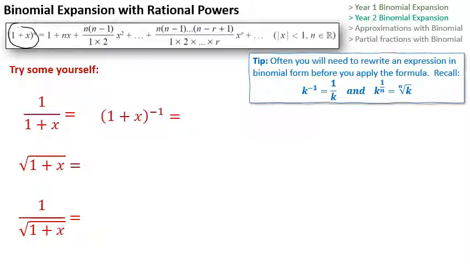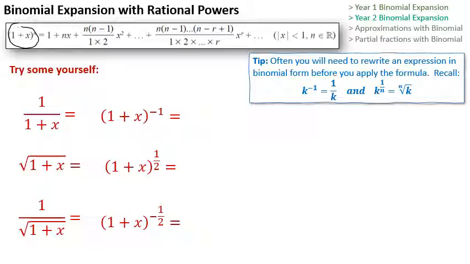Okay, the first thing we should be able to do is turn 1 over 1 plus x into a binomial term, 1 plus x to the minus 1. We can do the same with square roots. A square root is just a power of a half. And then an inverse square root, you might call this one. It's 1 over 1 plus x to the half, which means it's 1 plus x to the minus a half.